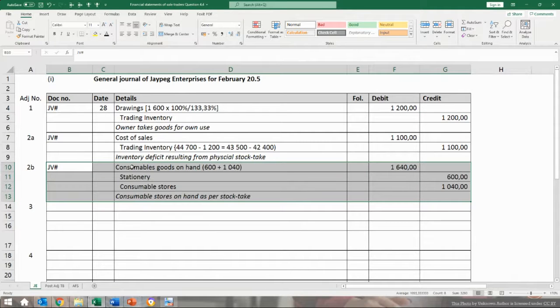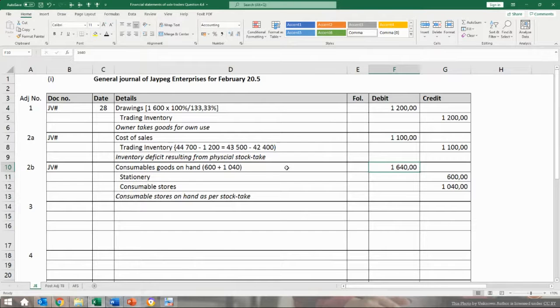So you would debit consumable goods on hand. You would add the 600 and the 1,040 together for the asset account. And then you would reduce the stationery account with 600 Rand and reduce the consumable stores expense account with 1,040 Rand, and we say this is the consumable stores on hand as per stock take. So what we are in essence doing is we are removing it from the expense account and placing it in an asset account to then only show the expense in the following year when we've actually used it. Okay, so this is the rationale behind this.